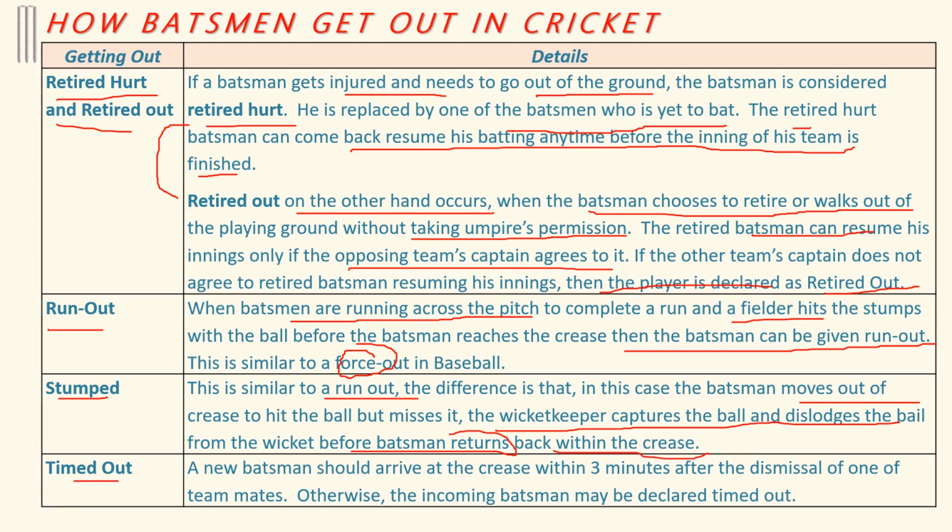Timed out. If a batsman has been dismissed and the new batsman does not arrive at the crease within 3 minutes of the dismissal, then the incoming batsman can be given out, timed out.